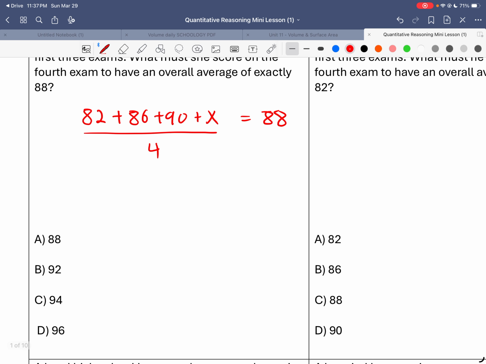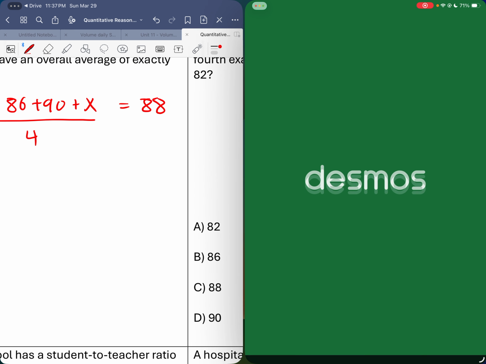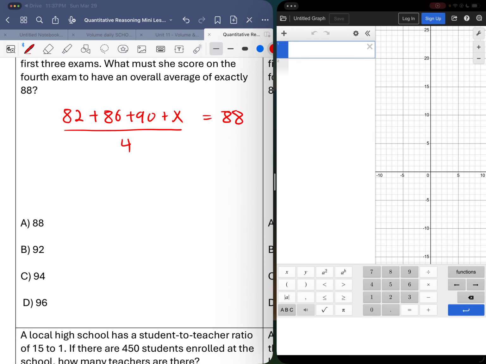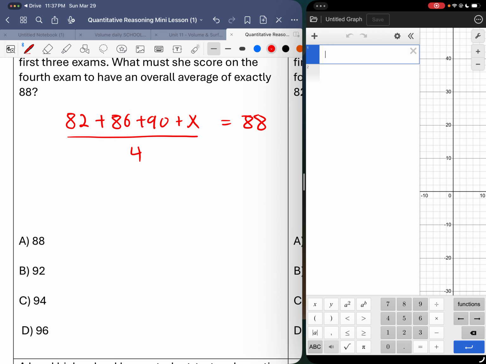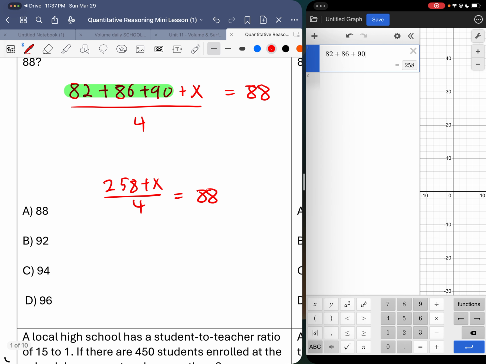So this one we actually have to use a calculator. I don't think you will have decimals, but since I cannot really give you any calculator, you might want to use decimals. But don't put it in just like that. Just put it in one by one, like on a four function calculator. So let's combine this first: 82 plus 86 plus 90. So we have (258 plus x) over 4 equals 88. So our job is to solve for x.